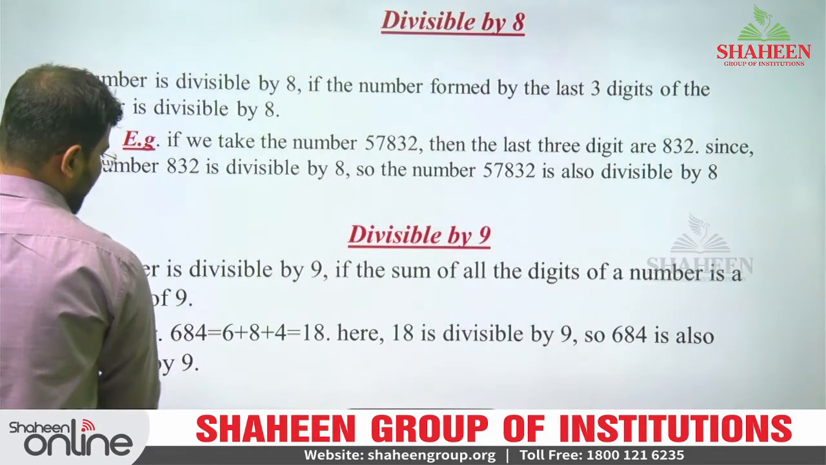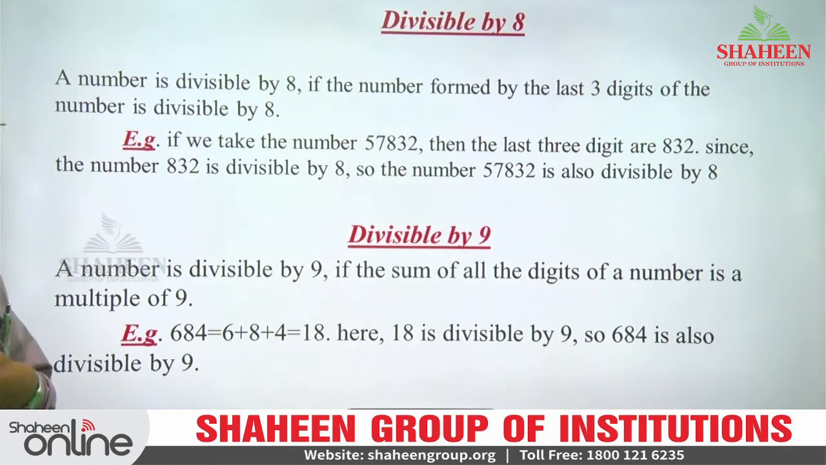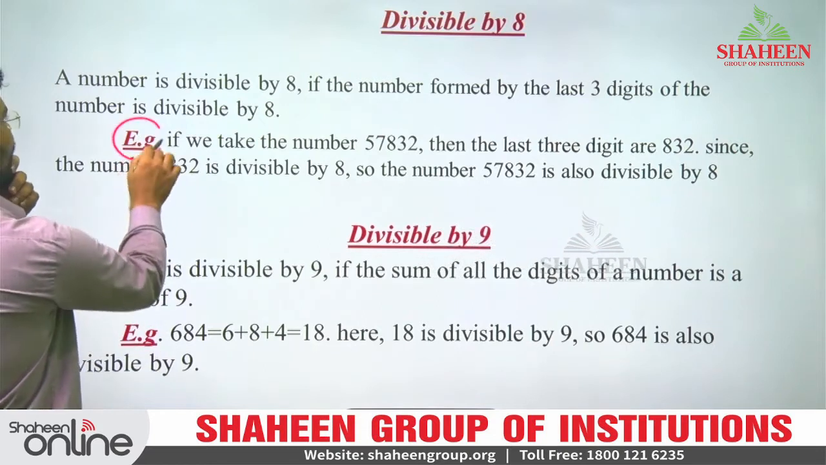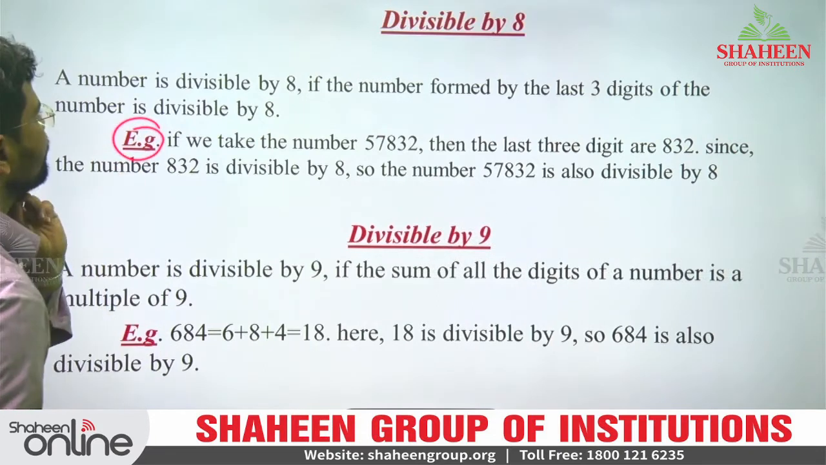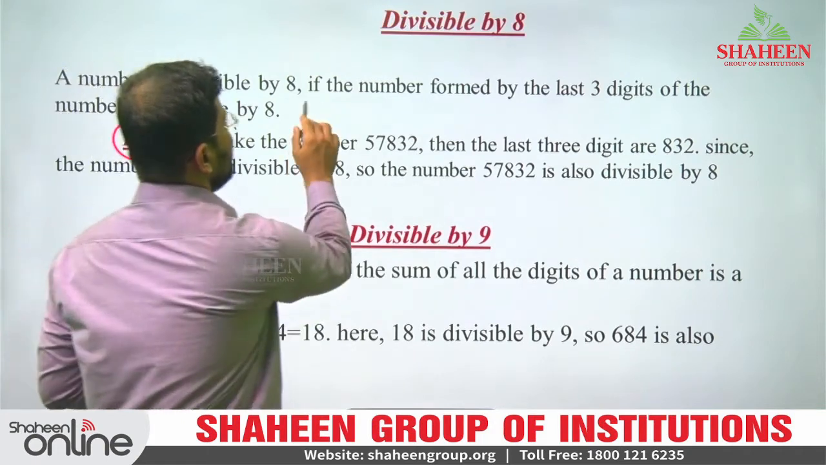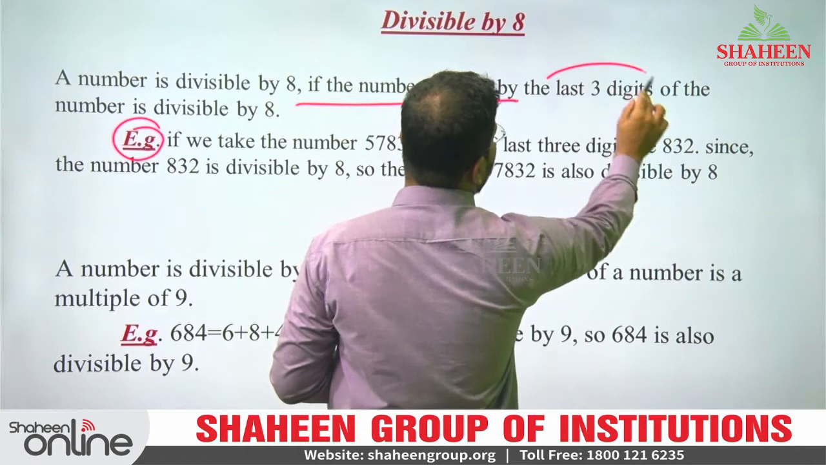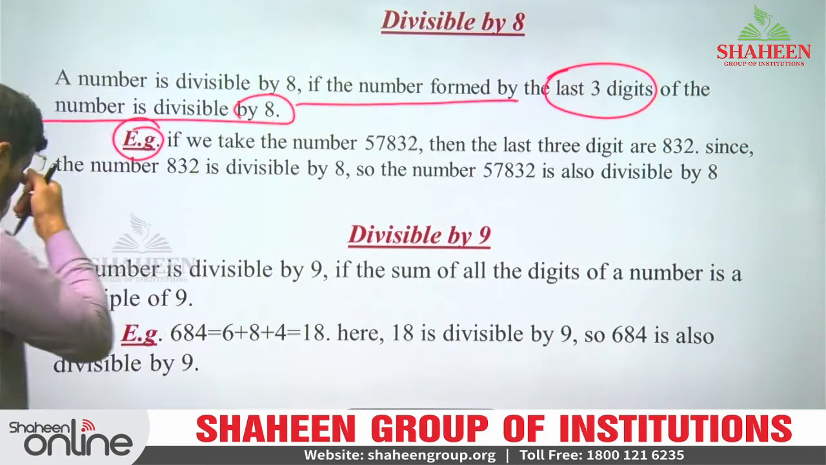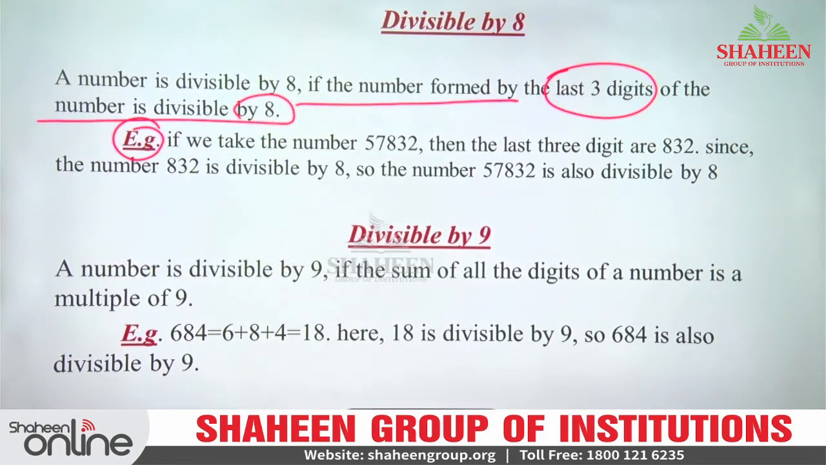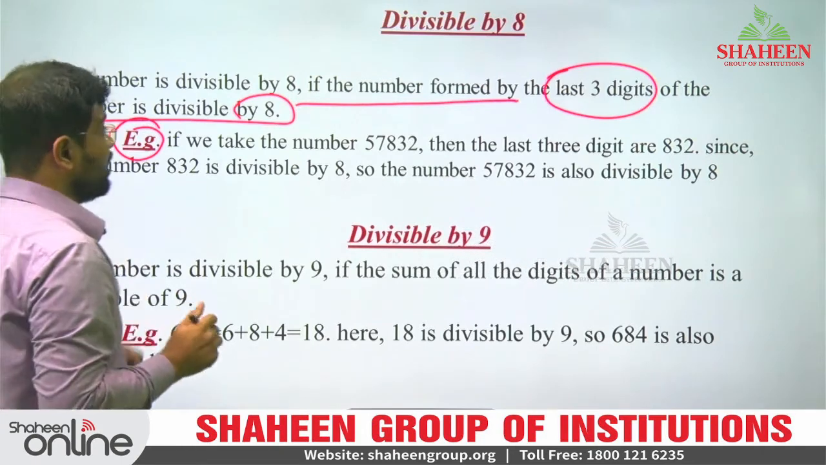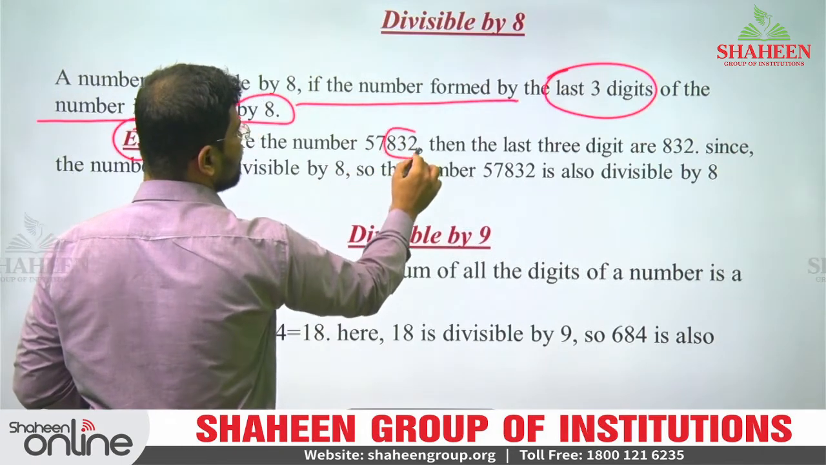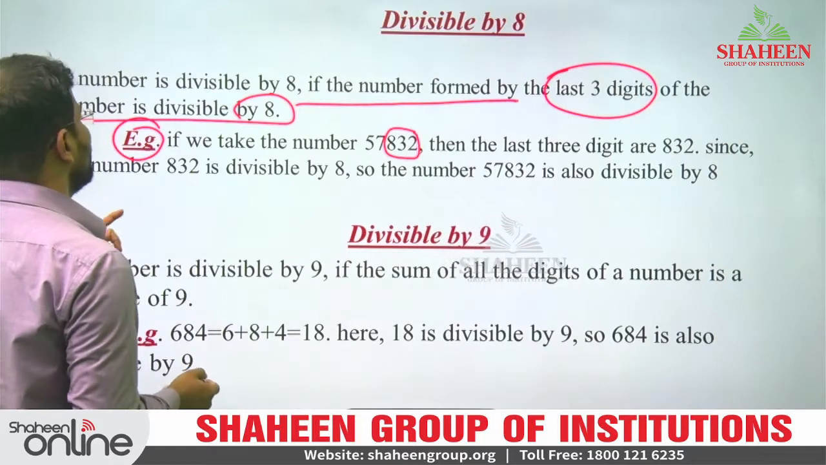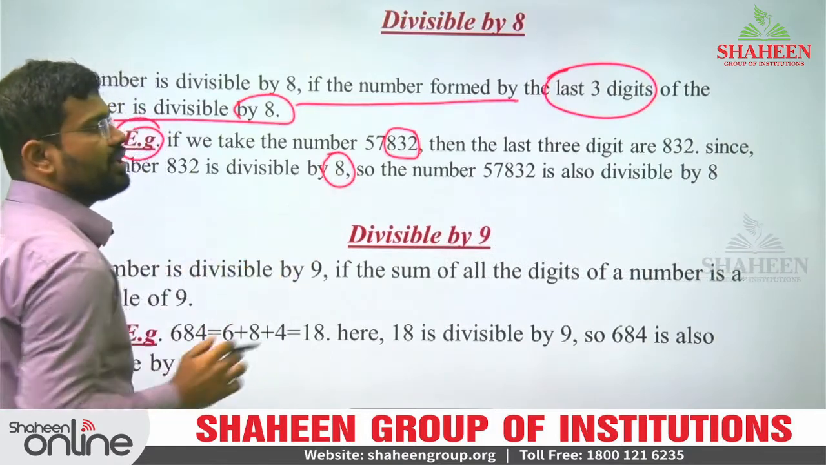Now let us see when a number is divisible by 8 and when a number is divisible by 9. A number is divisible by 8, which is 2 into 4, if the number formed by the last 3 digits of the number is divisible by 8. Let us take one example. Last 3 digits: 832. If the last 3 digits 832 are divisible by 8, then the entire number is divisible by 8.